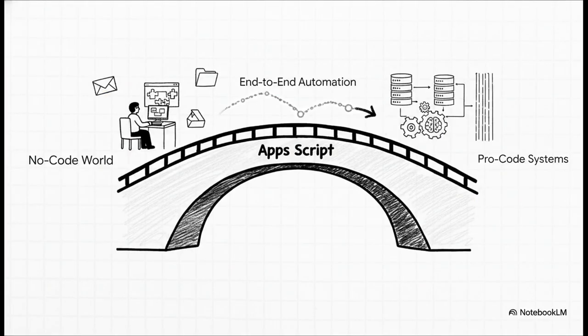And this is why Apps Script is so crucial in this whole ecosystem. It's the bridge. It connects that easy, user-friendly, no-code world of Workspace Studio to the powerful custom pro-code systems that we've been designing. This means a simple agent built in a spreadsheet can call your sophisticated API agent to do some heavy lifting. It's how you get true end-to-end automation.